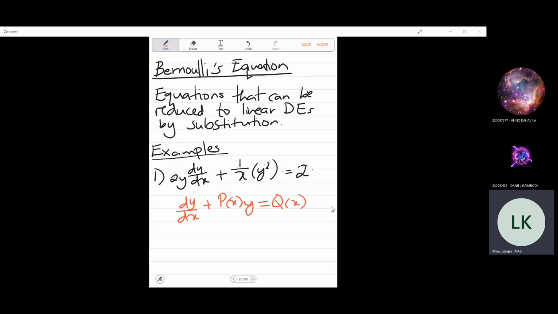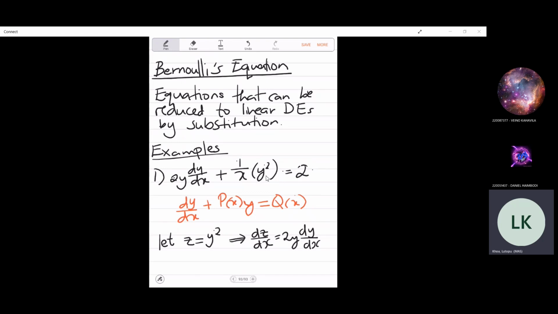So it is not going to be linear, because with your linear differential equation, you need this to be dy/dx and this to be the only y in the equation. But we can actually make a substitution here, and the substitution we make is we say let z equal y squared, and then this means that dz/dx is 2y dy/dx. So this is the substitution that we make.